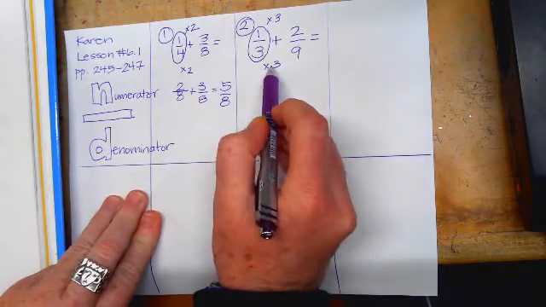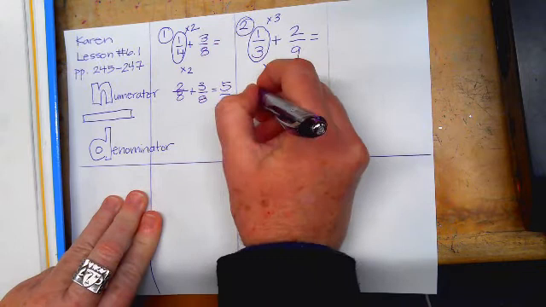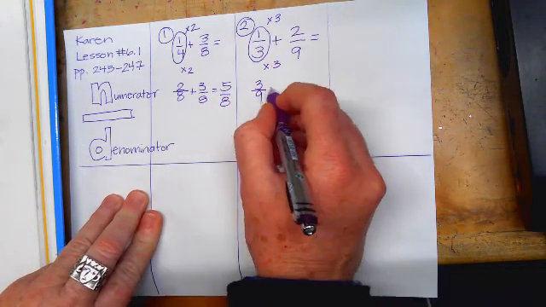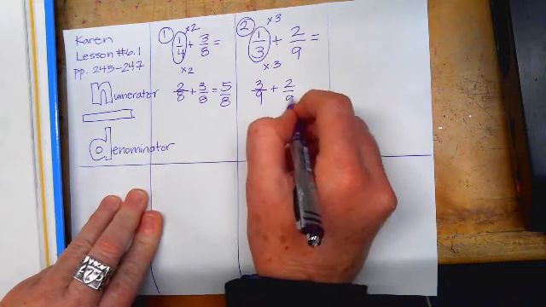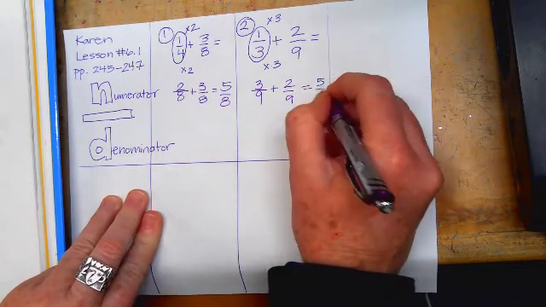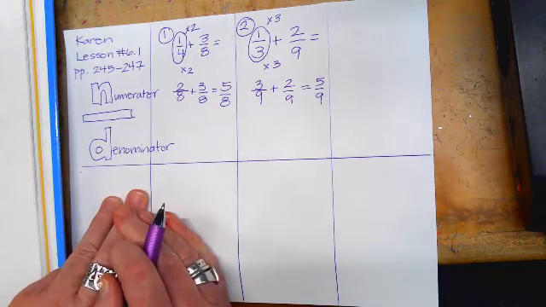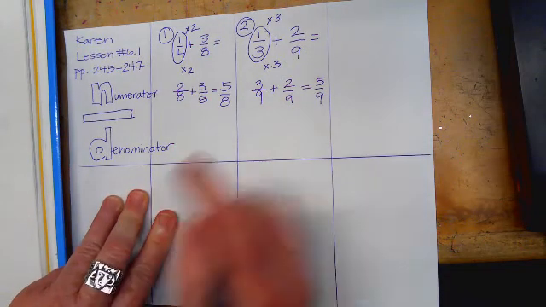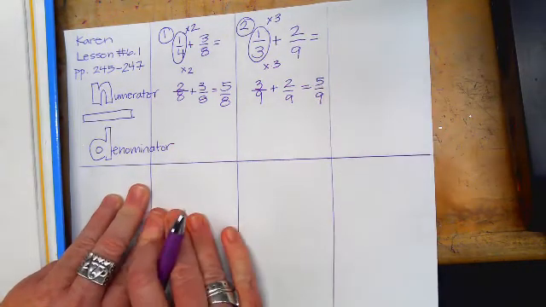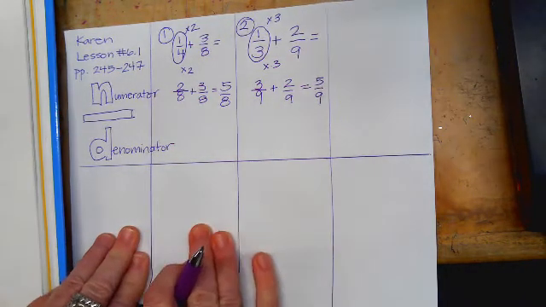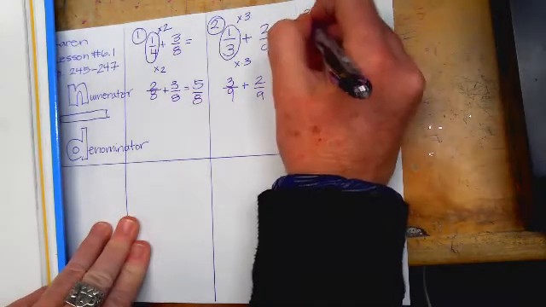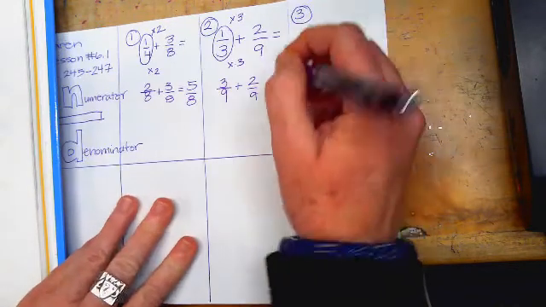So if I multiply 3 times 3, that's going to give me a 9th. And if I multiply 1 times 3, that's going to give me a 3. Now I can add them. 3 plus 2 is 5/9. Okay? I can't reduce that any further. 5/9 is going to be the lowest that we can go with that fraction. Okay? Let's look at number 3.